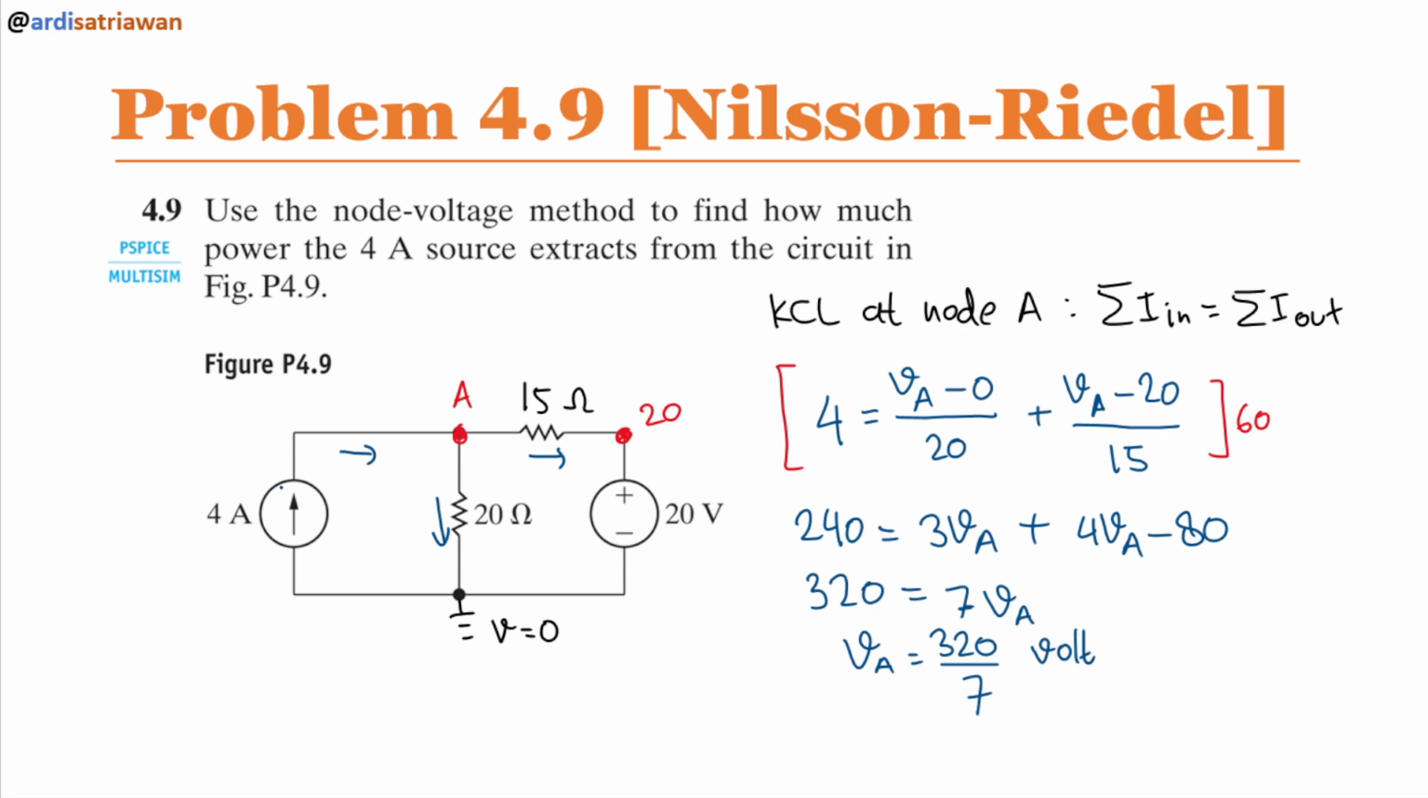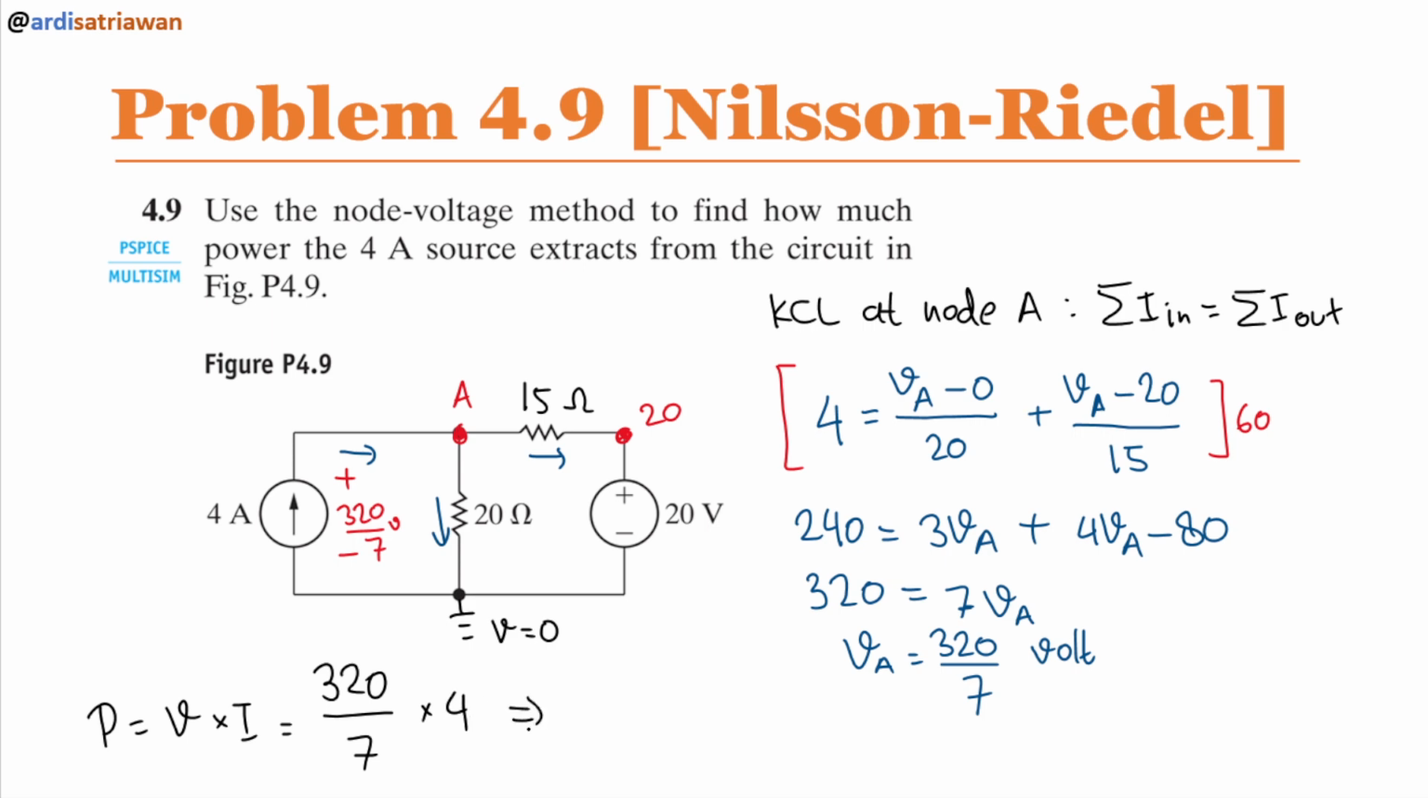But because this current source is also parallel with VA, the voltage here will also be the same as VA, which is 320 divided by 7 volt. Okay, and we are asked about the power. So we can just simply multiply the voltage by the current. And the voltage here is 320 divided by 7. And then the current will be 4 ampere.